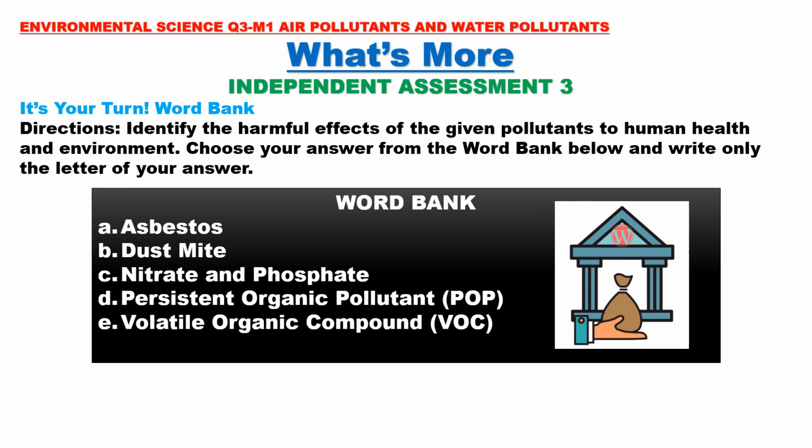Next, independent assessment 3. So it's your turn. Word bank: identify the harmful effects of the given pollutants to human health and environment. Choose your answer from the word bank below and write only the letter of the answer. The word bank has the following words: asbestos, dust mite, nitrate and phosphate, persistent organic pollutant, volatile organic compound.